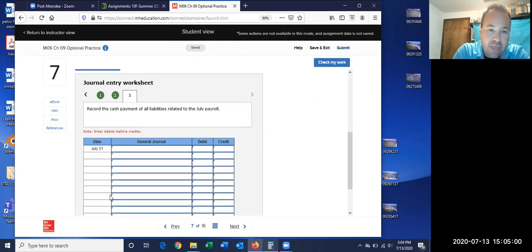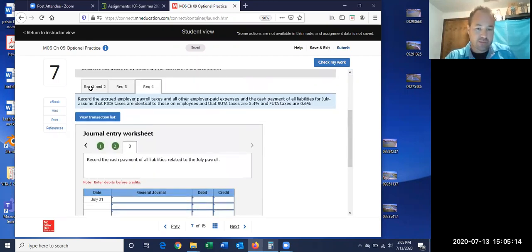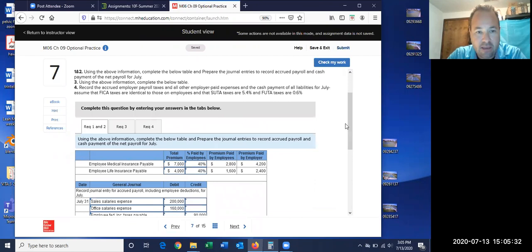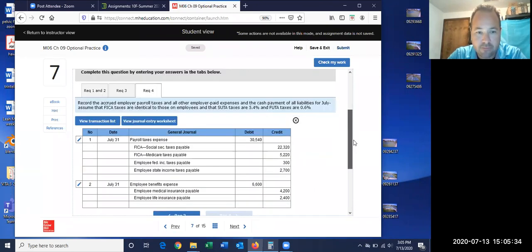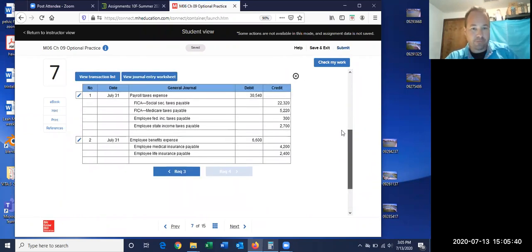Now finally, record the cash payment of all liabilities related to the July payroll. All right, this is going to be long. All right, let's do them in order. So if you were doing this, it would be good to have T accounts set up for all of these liabilities, not the last one because I've already paid it, but a liability for each one of these. Because we're going to pay off all of these, and we're going to pay off all of these. All right, so let's just start doing it.